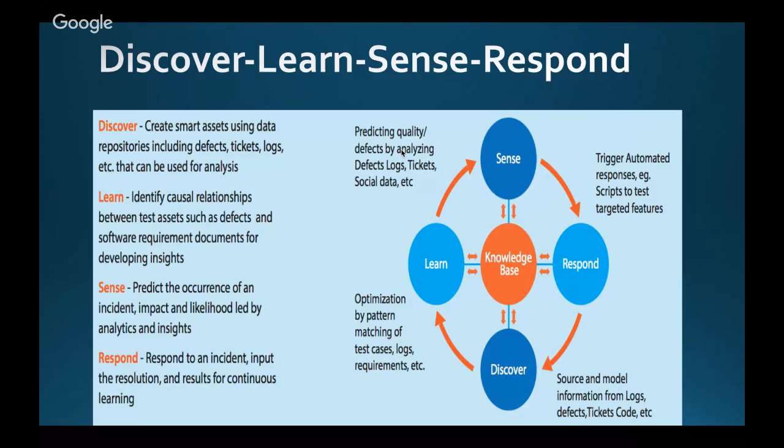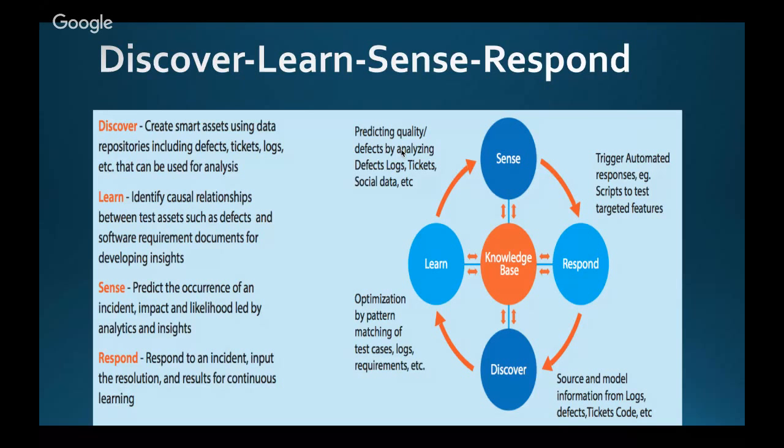So over here, you optimize the pattern by matching the test cases, logs, or requirements, and then you learn on the basis of your discovery by predicting the quality defect by analyzing log defect tickets and social data. You sense out the insights and then trigger automated responses, script to test, and targeted features. This sensing generated trigger is used for response, and this response is based upon the knowledge base, and again it ends up getting different kinds of source model information from log defect and tracking codes, which led to discovery, and this becomes a continuous process.